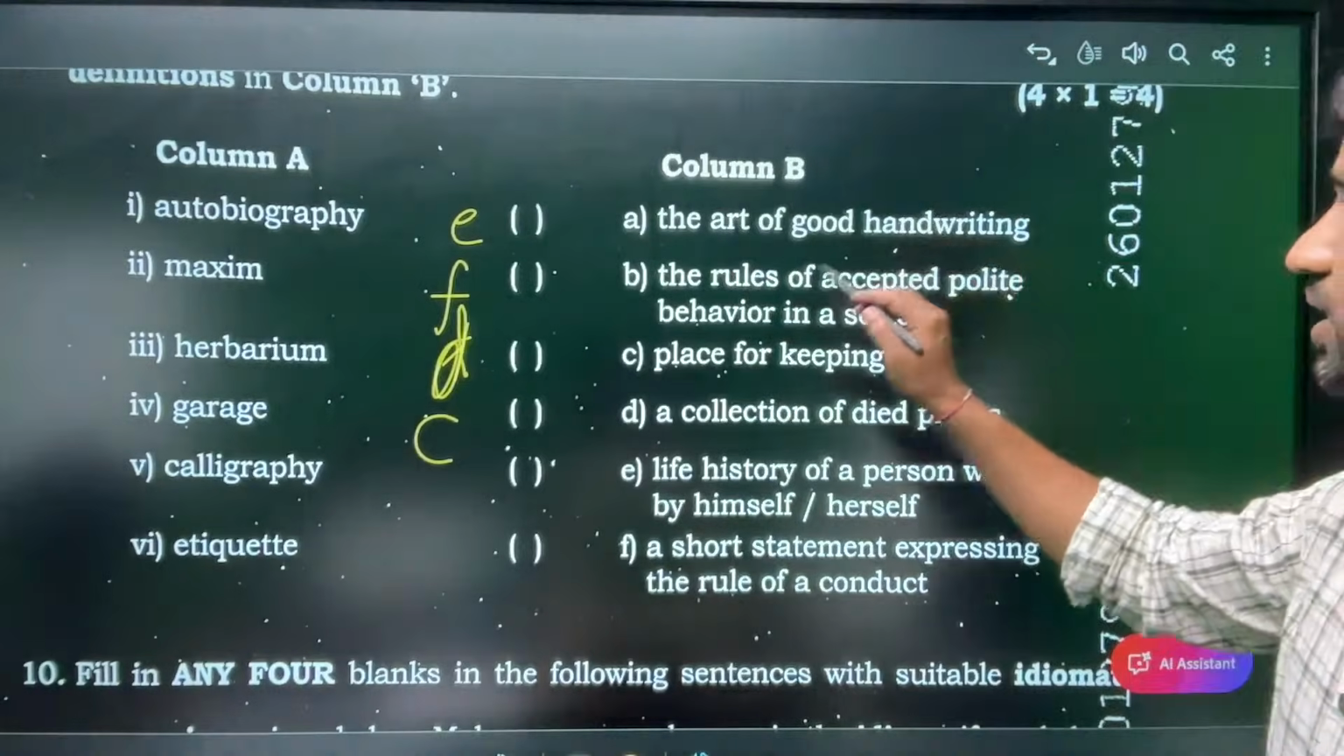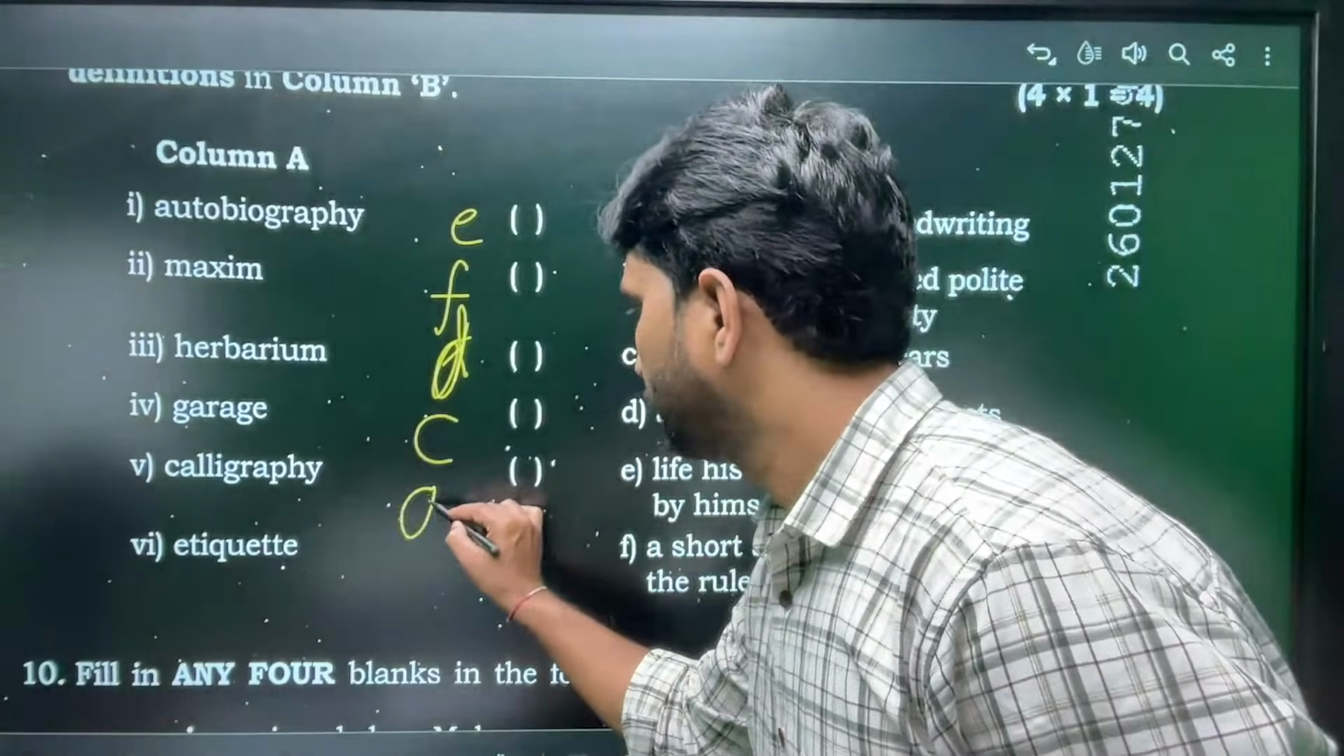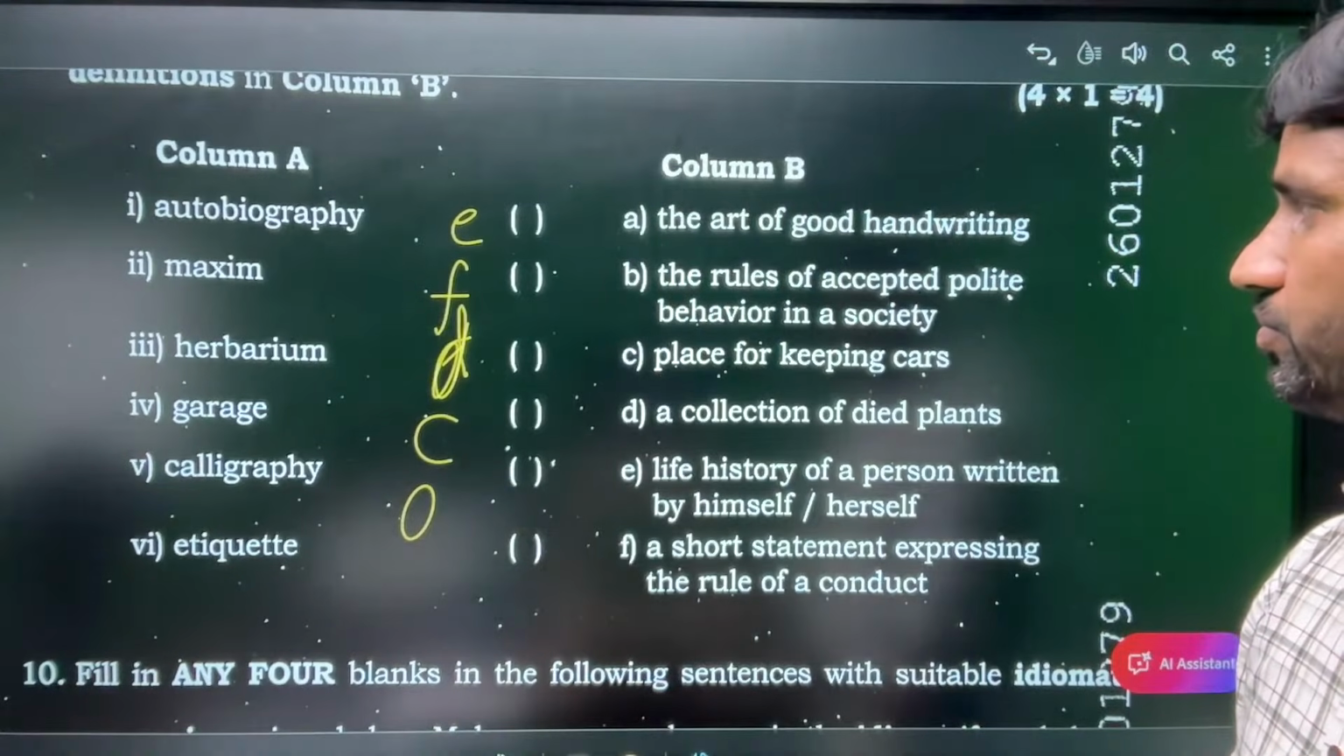Say where it is, A. Etiquette, which is left? B.